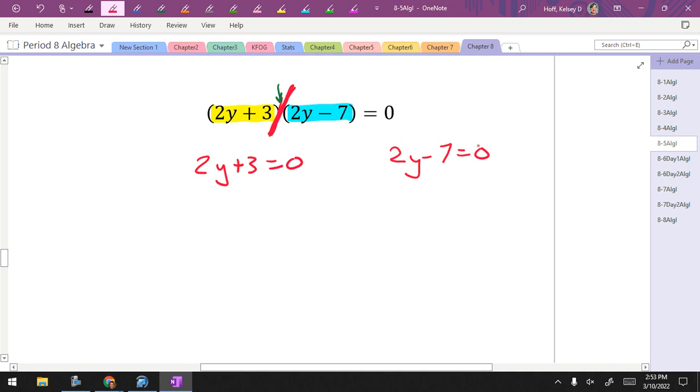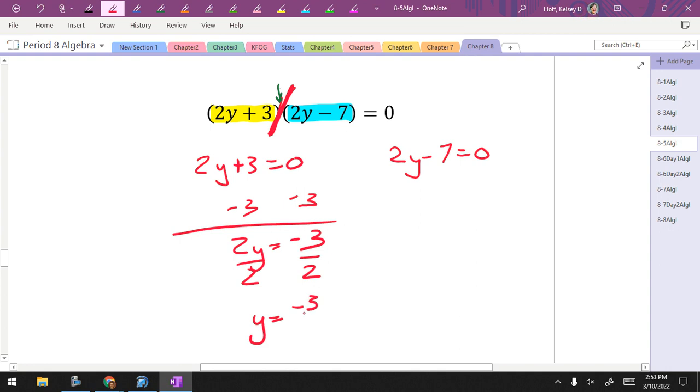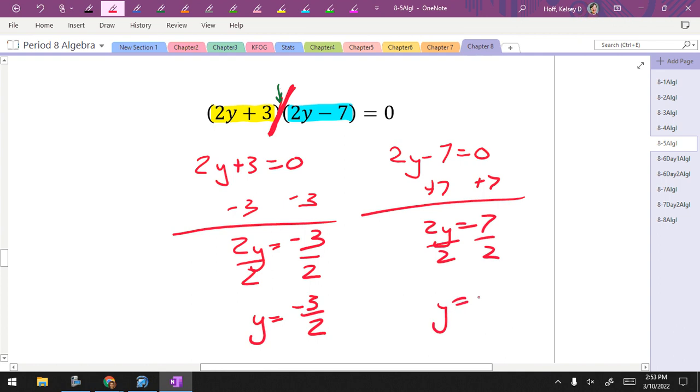How do I solve for y on the left? Subtract 3. 2y equals negative 3. Then divide by 2. y equals negative 3 over 2. On the right, what should I do? Add 7. 2y equals 7. Divide by 2. y equals 7 over 2. So in my crazy little braces, negative 3 halves and 7 halves.